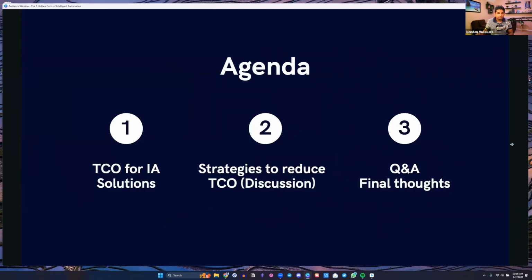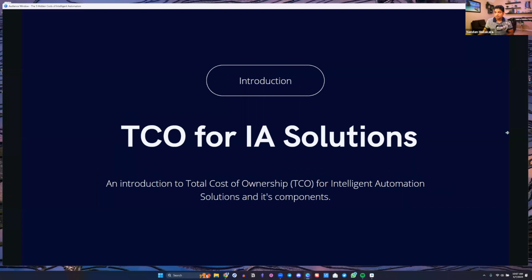All right, we have a simple agenda for today. We are going to talk about what the TCO for intelligent automation solutions is. We'll have a discussion in terms of the strategies to reduce the total cost of ownership, or the cost in your intelligent automation, and we'll have a Q&A and final thoughts. All right, so we'll start with a quick intro and then get into the discussion.